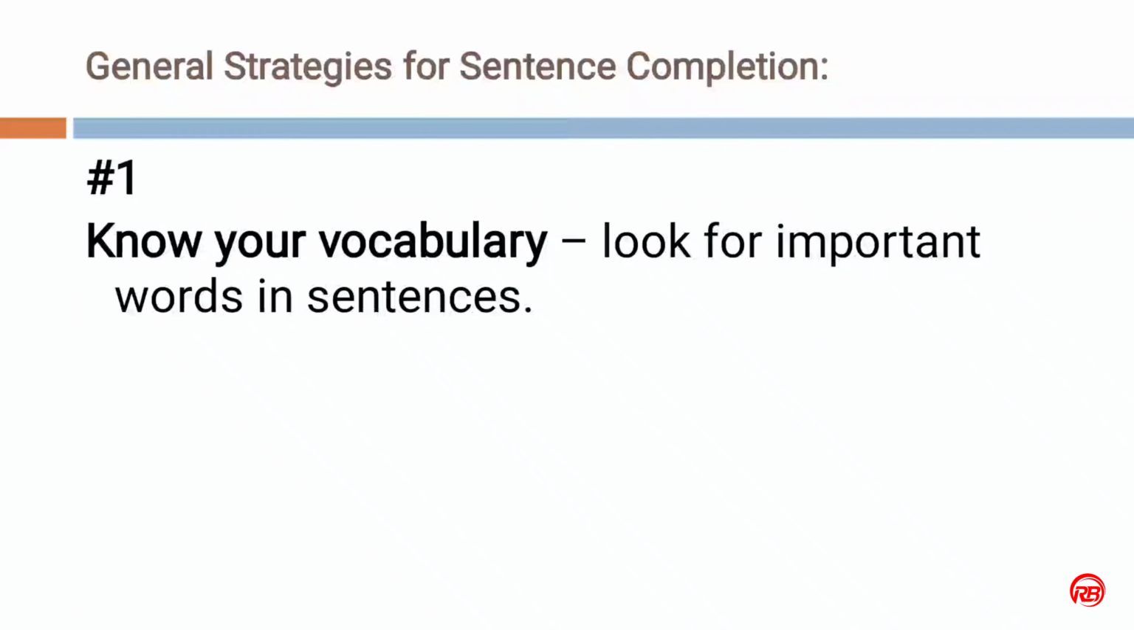And here I have given you a few strategies for sentence completion. The first one is know your vocabulary. Look for important words in sentences. Before that, we have to build our vocabulary skills by reading newspapers, books, or listening to channels, BBC News, and so on.